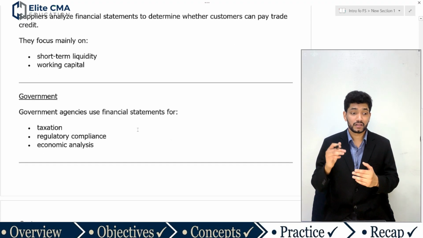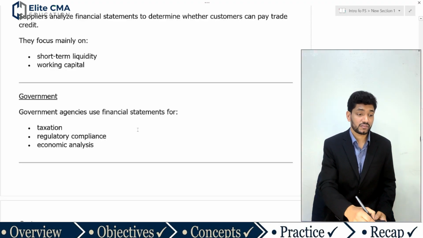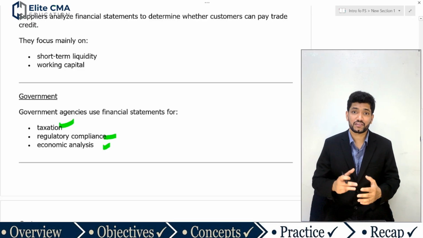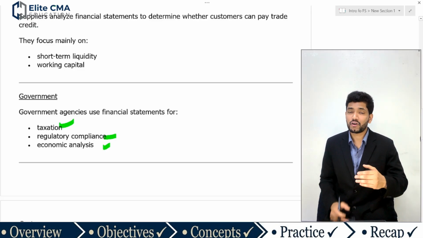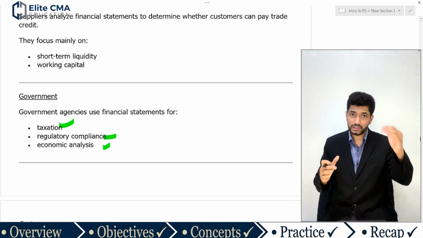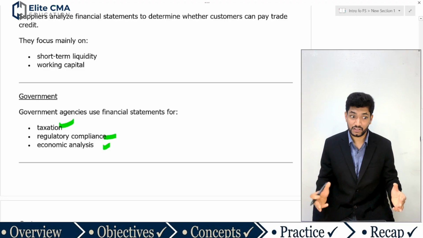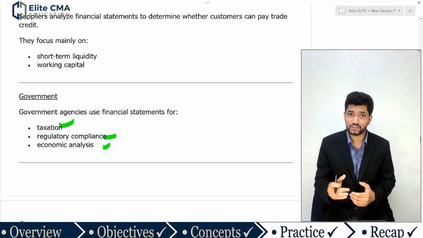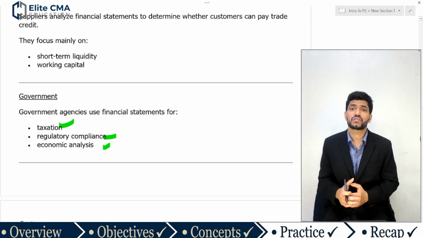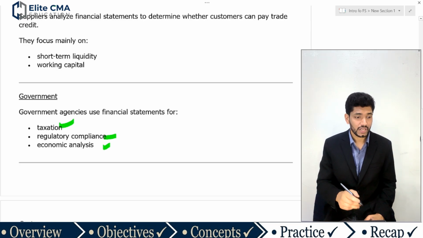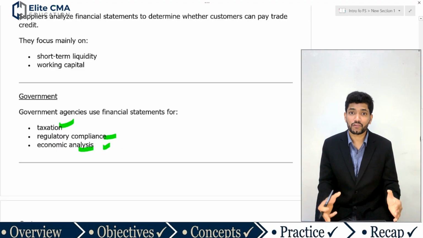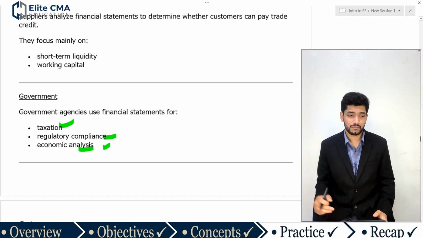Then when it comes to the government, they need to assess the taxation, regulatory compliance, and economic analysis. Government wants to evaluate the taxation, how much tax they can expect from the business, and they want to compare the company's tax return with its financial statement to see if there are any discrepancies. Then regulatory compliance: whether they are following the exact regulations related to each different government body. And the economic analysis: how the overall economy is performing. So all these things will be revealed by the company's financial statements.